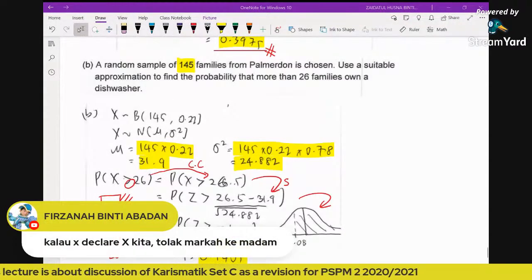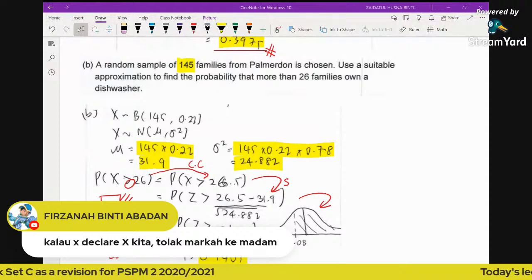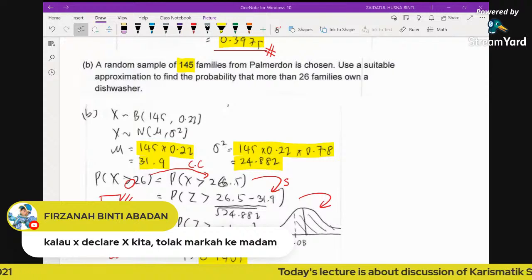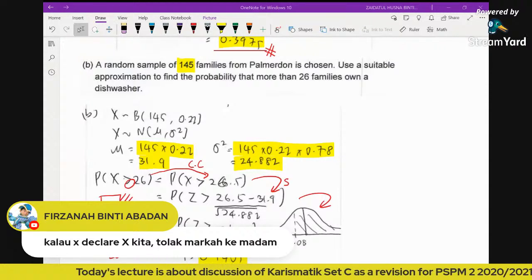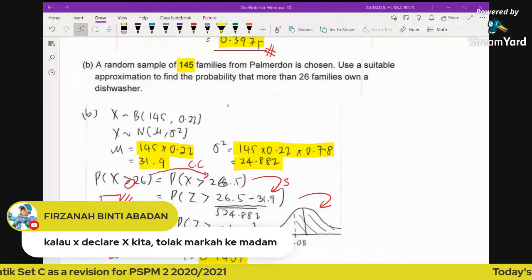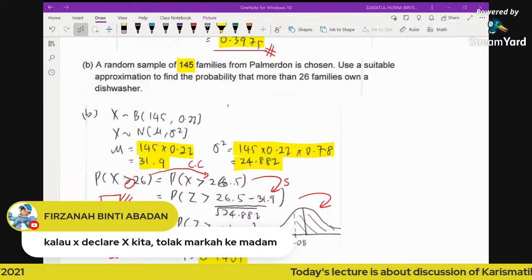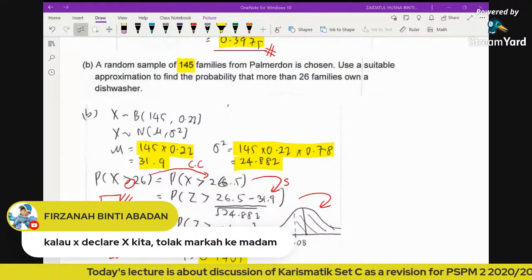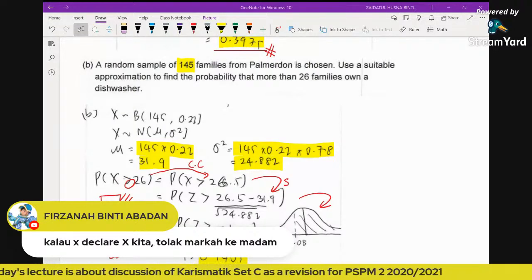Fir asks here, if we don't declare X, will marks be deducted, madam? No. If you don't declare, you're not going to be penalized marks. But as I told you before, it will be very helpful if you declare the variables, because sometimes they will keep changing the variables. In order to see the difference, it is advisable for you to declare the variable. But if you don't, no marks will be penalized.